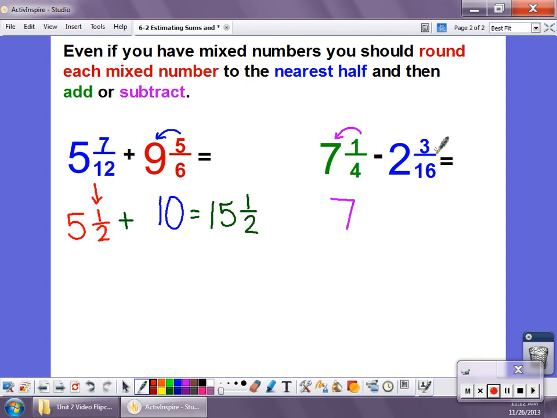Again, 3 is much, much smaller than 16. If this was half, it would be 8/16. This is much smaller than half, which means it's going to round this number down to the next whole number, which is 2. So I have 7 minus 2, which will give me an answer of 5. So I know that 7 1/4 minus 2 3/16 is about 5.